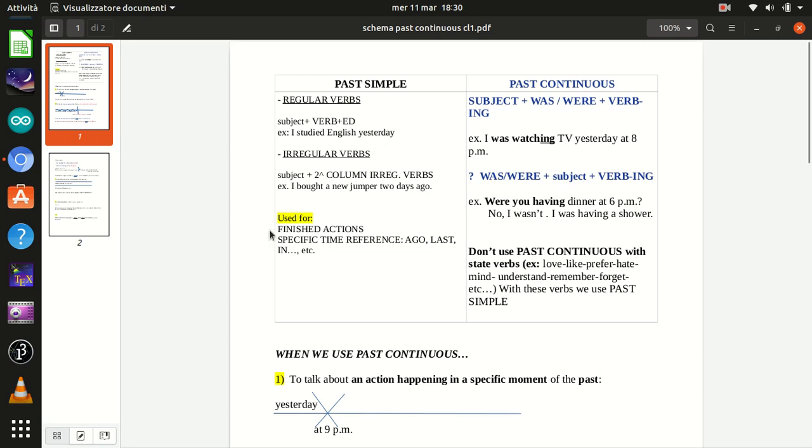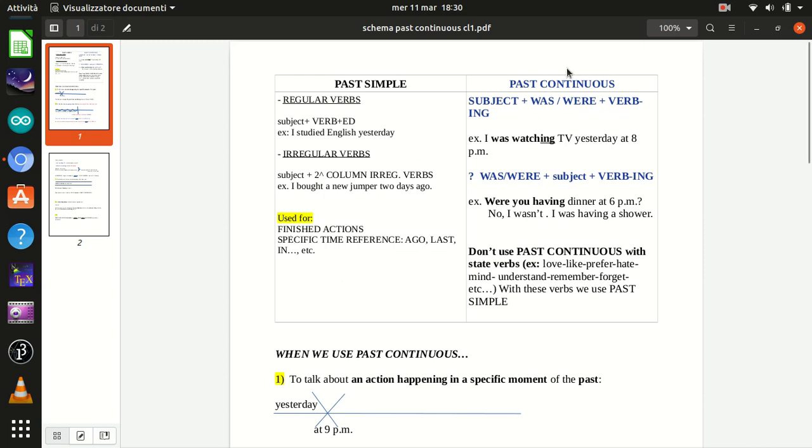Past simple is used for finished actions, actions which are completely in the past and over. And they usually have a specific time reference, like, for example, ago, last, in, 2012, when, etc. Quindi il passato semplice lo si usa solo per azioni finite, passate completamente, con riferimenti di tempo specifici.